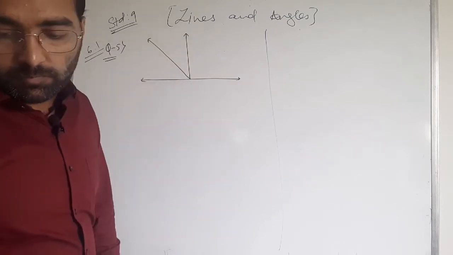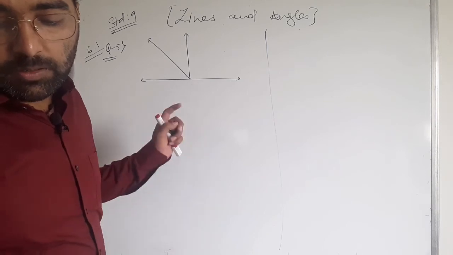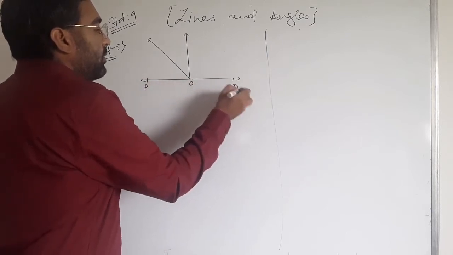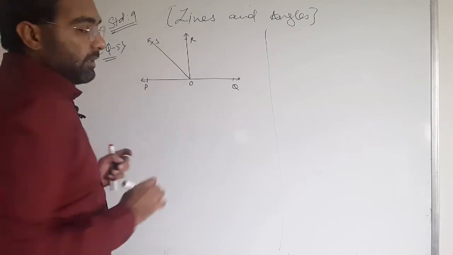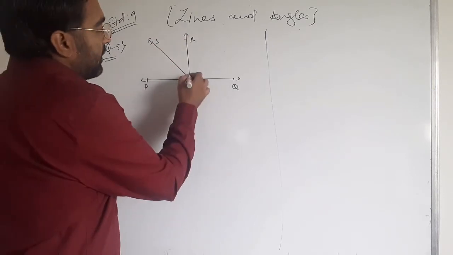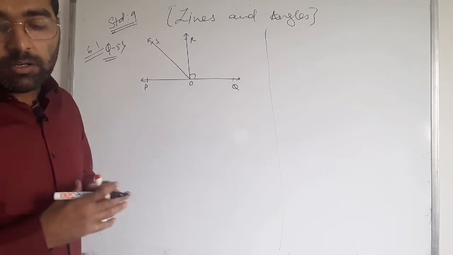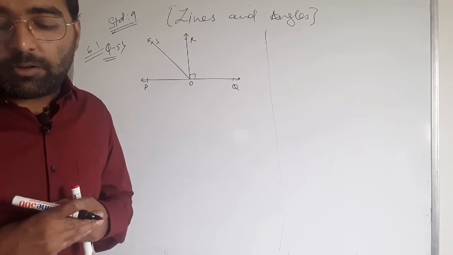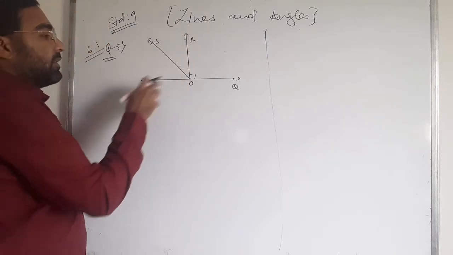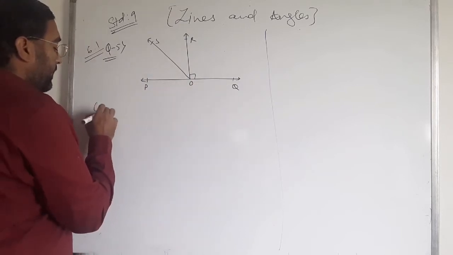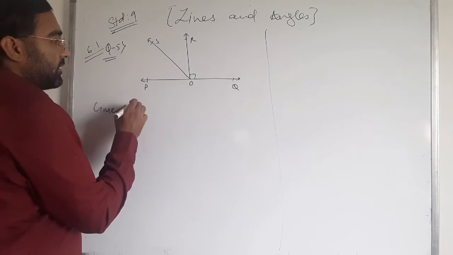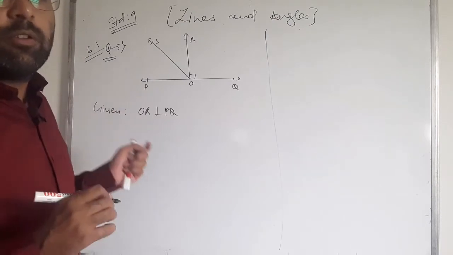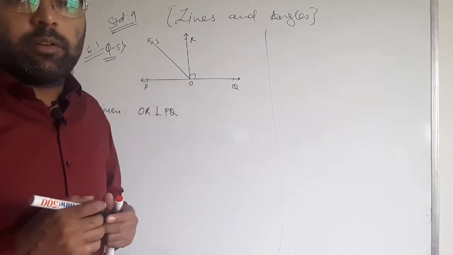There are P, O, Q, and here is R and here is S, and this is 90 degrees. Now we have to read the question. POQ is a line and ray OR is perpendicular to line PQ. We write that in the given: OR is perpendicular to PQ, which means they form 90 degrees.